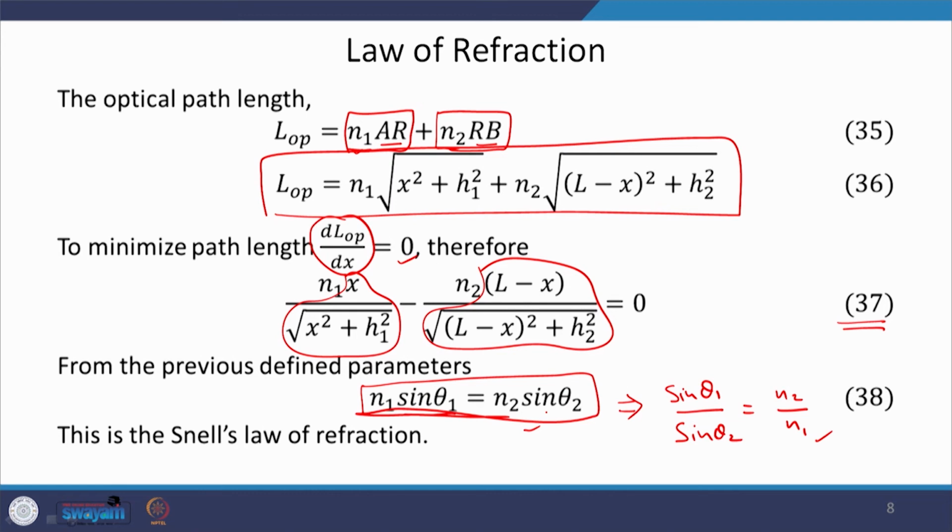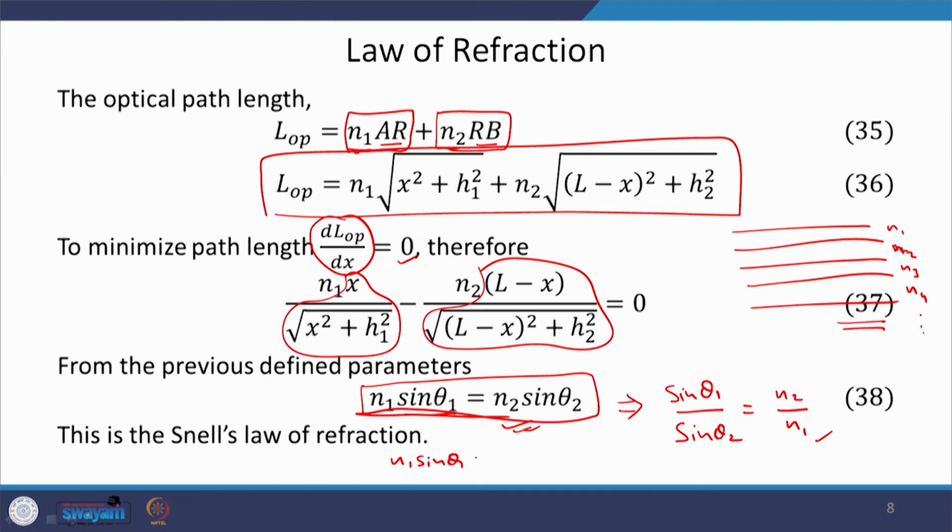Now, suppose instead of having only two media, we have a huge number of layered media. Suppose we have N1, N2 is here, N3 is here, N4 is here, and so on. Then this same Snell's law can be written as N1 sin theta 1 is equal to N2 sin theta 2 is equal to Ni sin theta i, and so on and so forth. Okay. This is a generalized form.